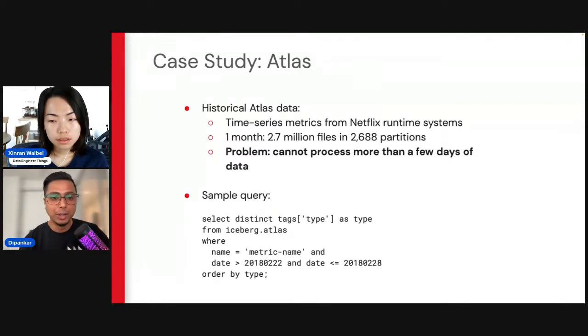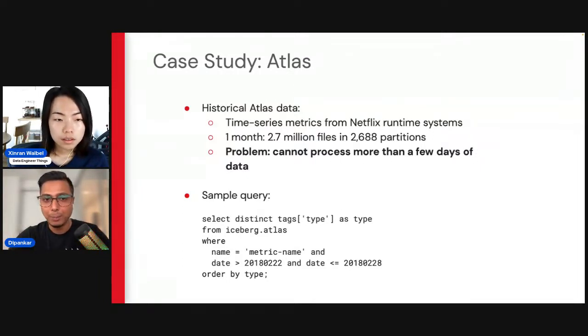So this case study is about a tool called Atlas. It's their time series metrics from their operational system. It's just a month of data and almost 3 million files, as you can see, in close to 3,000 partitions. So the problem here is that they can't process more than just a few days of data. If you take a look at this particular query, it's pretty straightforward, right? You're just trying to get the distinct types within the tags, and then you want to look at a single metric, right? And it's just a week range of data, as you can see in the date range here, right?